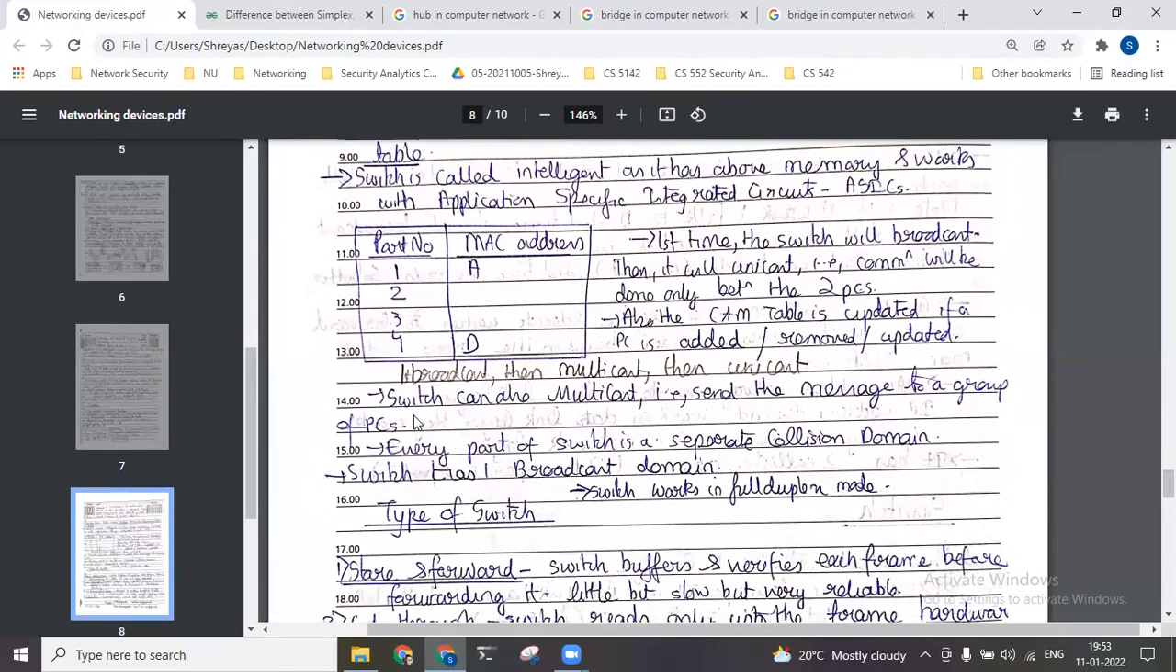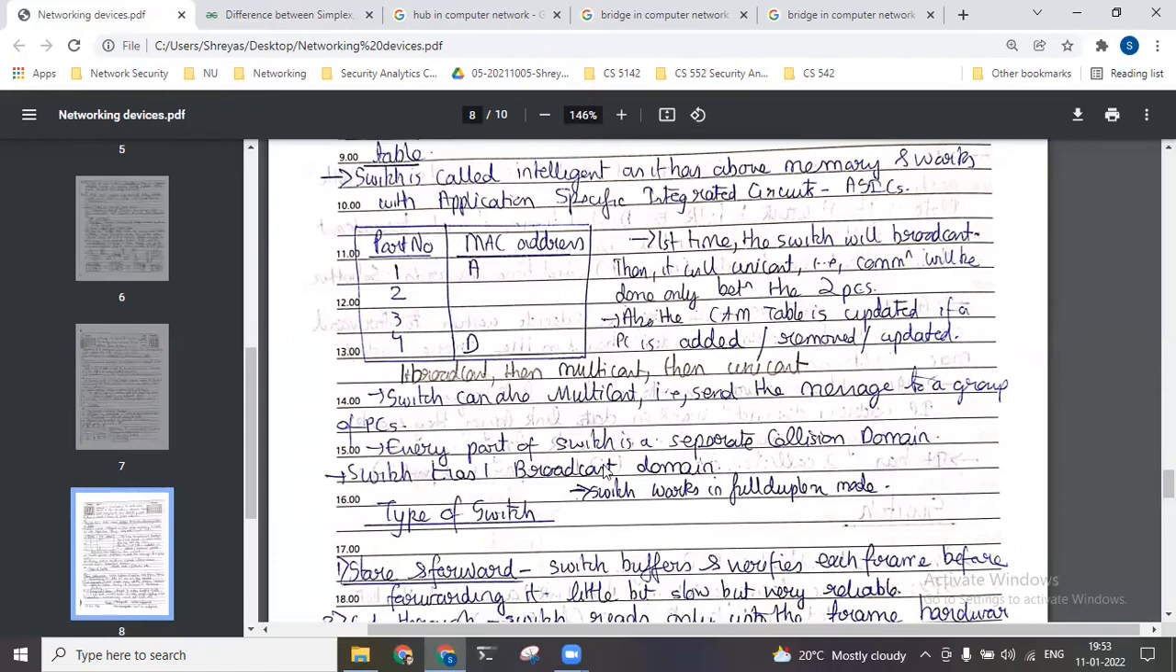Okay. So a switch can also multicast. Yes, this is an advantage. If there is a need for PC A to simultaneously communicate with multiple PCs, then also it is possible in case of a switch. That is, it can send a message to a group of PCs, just like, for example, a WhatsApp group chat. I can forward a message to multiple people simultaneously, and if I want, I can forward to just one person. I do not need to broadcast a message on my status, right? So that is the advantage of using a switch.